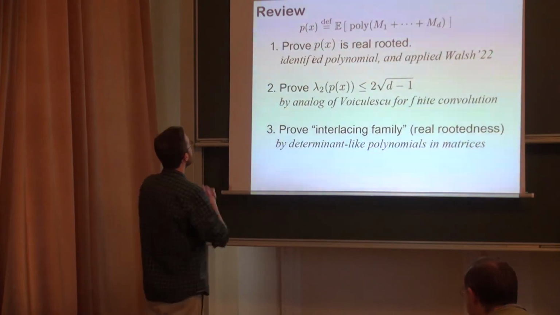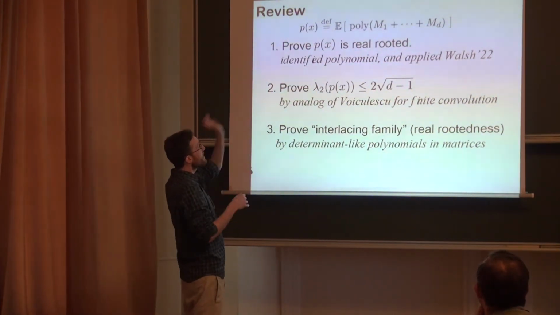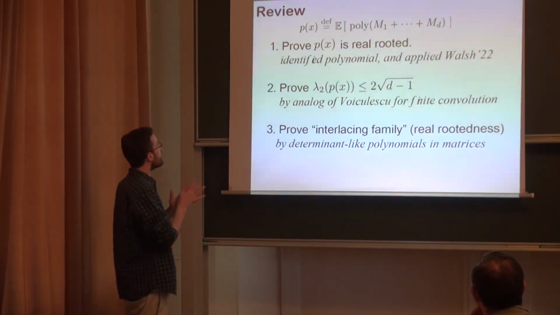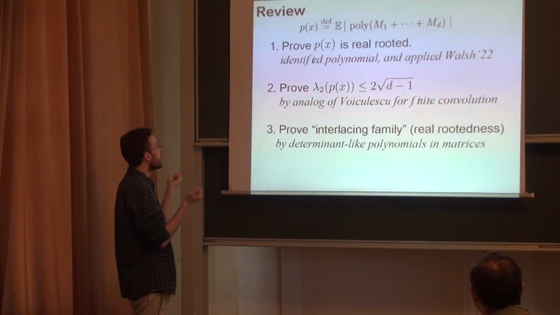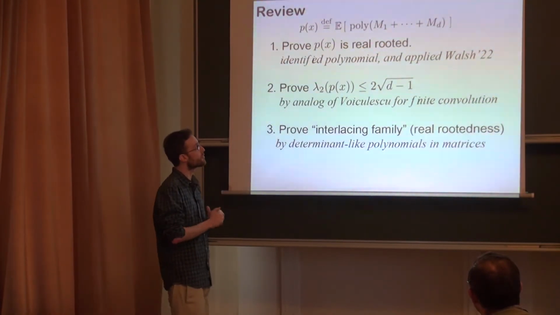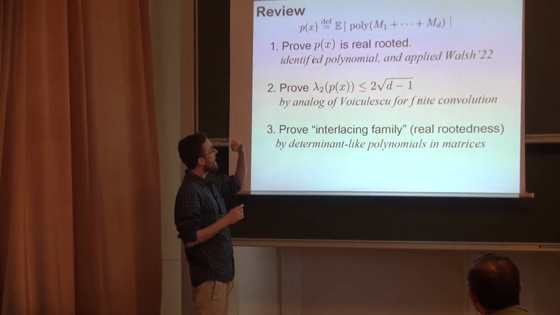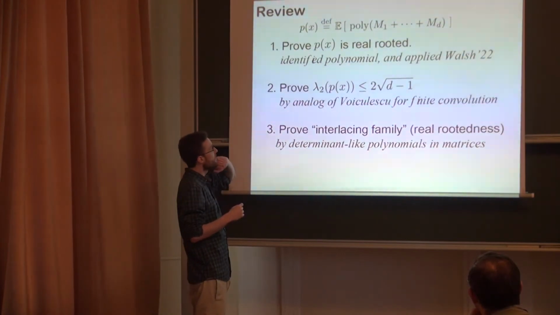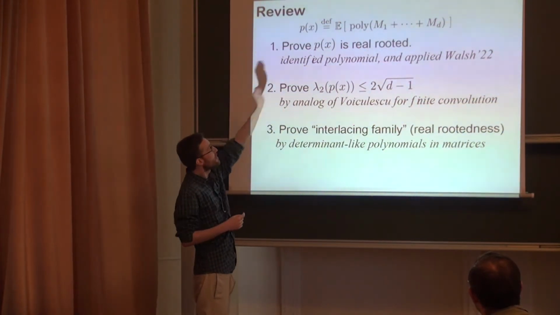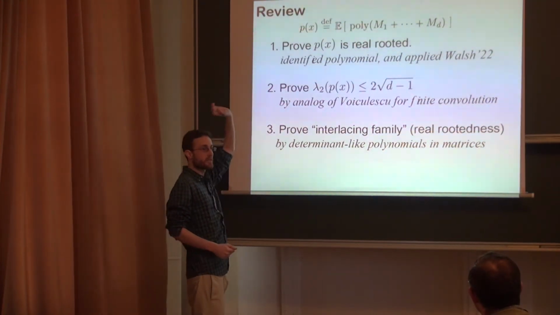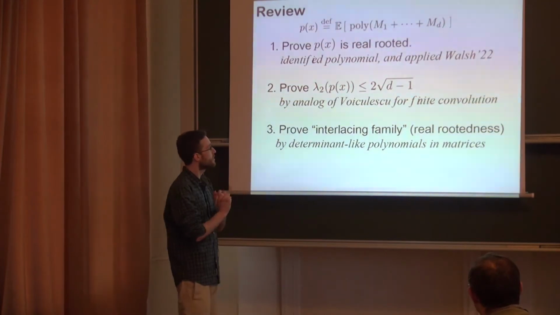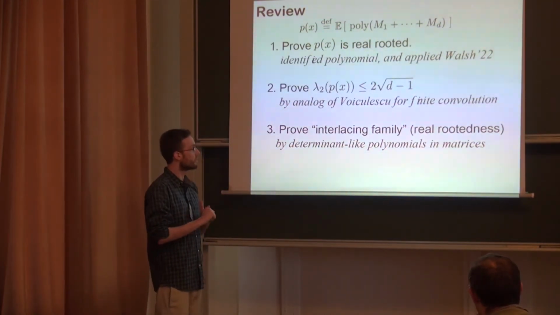OK. So in the end, let me review. How did we do this? We defined this expected characteristic polynomial by summing over all of the permutations of possible matchings. We then proved that P of x is real rooted by essentially computing out this polynomial, using the convolution, and then applying the fact that this thing preserves real rootedness. And then we proved that the second largest eigenvalue is less than 2 square roots of d minus 1, using our free finite convolutions. And then we proved that there's actually a relationship between the things that were used to make this expected characteristic polynomial and the expected characteristic polynomial itself by showing the interlacing family and showing real rootedness. And that required us to use these determinant-like polynomials.